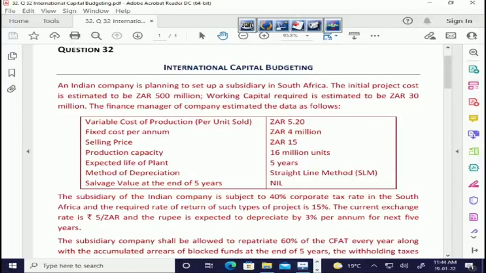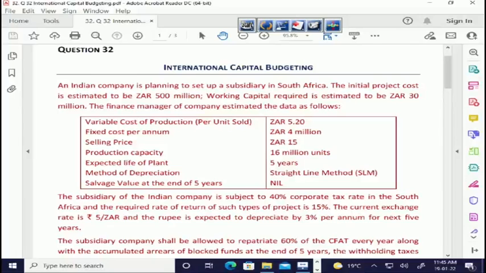So I took 15 minus 5.2, which is contribution per unit, multiplied by number of units 16. I got contribution, less fixed cost 4. I got EBITDA, less depreciation, that's 500 by 5, 100. I got the EBIT, 1 minus T, we got NOPAT. Add depreciation, we got CFAT. You should be knowing how to do this. If somebody doesn't know how to do this, how can I help?